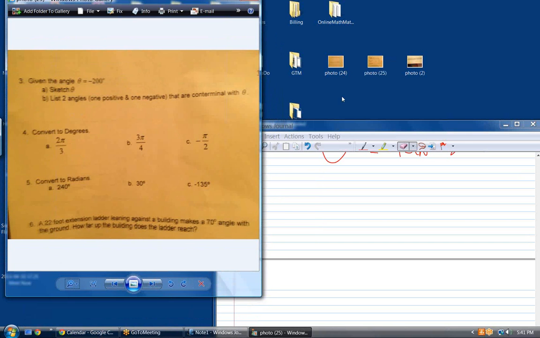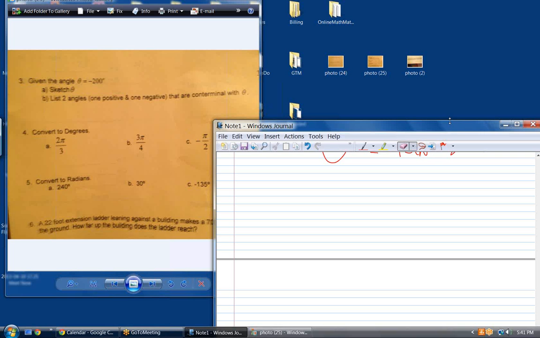If you can't read that, I'll read it for you. Given the angle theta is minus 200 degrees, sketch it. First of all, how do I do negative angles?